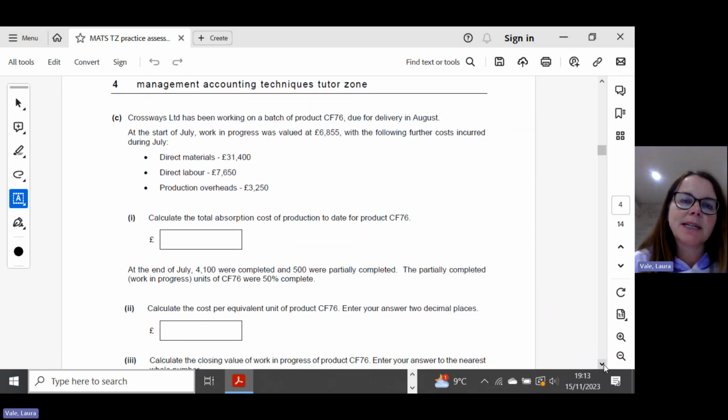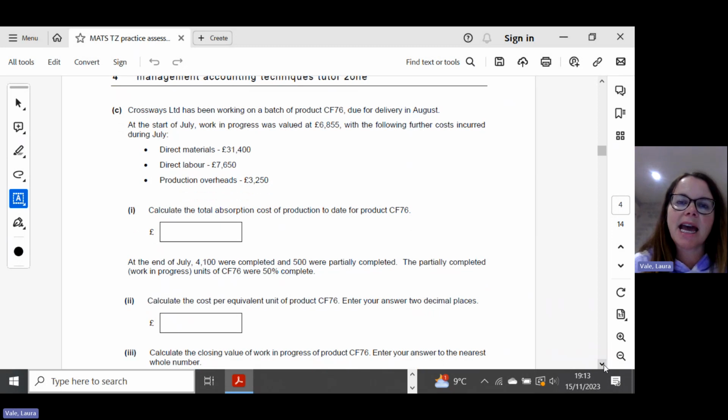Part C, Crossways Limited has been working on a batch of product CF76. So this is a different product now, due for delivery in August. At the start of July, work in progress was valued at 6,855, with the following further costs incurred in July. So at the start of July, we've got work in progress. So that must represent materials, labour and a share of overheads for work that was completed in June. So then we're going to add on to that with these further materials, labour and overheads that have been incurred in July. We've been asked for the total absorption cost.